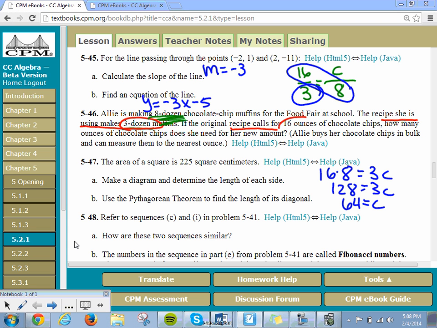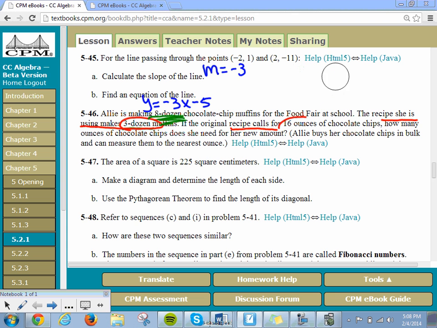Let's double check our math to make sure that works. So we've set up this relationship now that says 16 over 3 is equal to 64 over 8. So I'm going to do 16 divided by 3, which gives me 5.3 repeating.